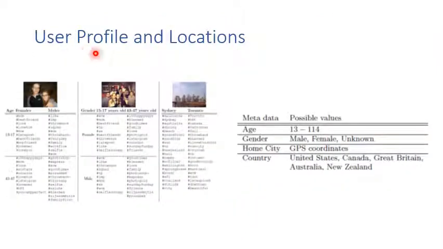Here are the user profile and information used in this experiment. So Facebook extracted the metadata, including age, gender, and the user's home city as well as the country. So this information is helpful for recommending hashtags.